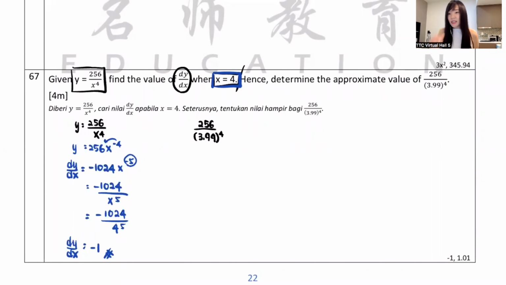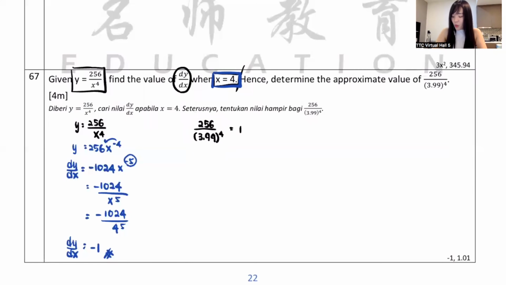So how do you guys determine this? Actually, super easy. Look at this thing: everything inside is a number. If everything inside is a number, what can you do to make it a value? Very good, Zhenyu, I can press the calculator. It's all numbers, right? I press 256 divided by 3.99 to the power 4. You press, okay? Guys, what are you getting? Thank you, Boon Ping.